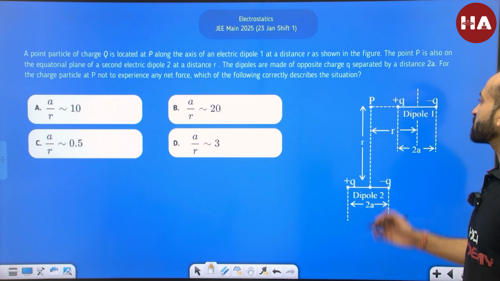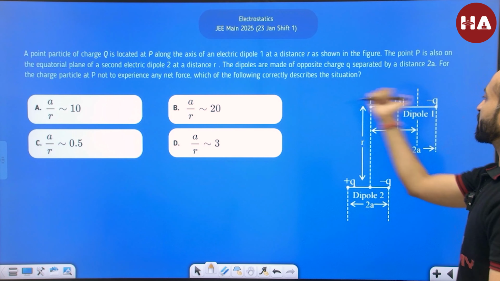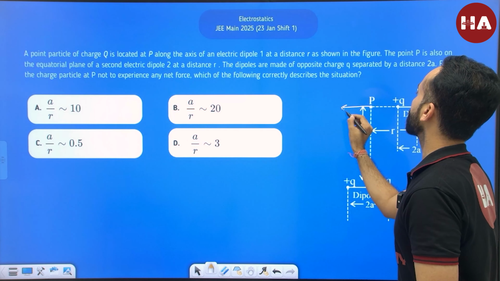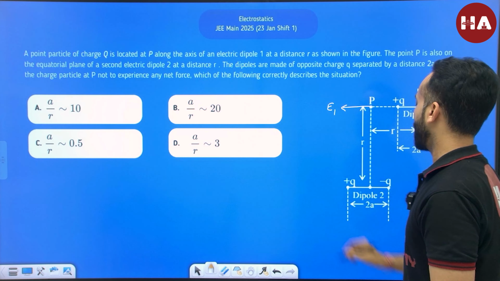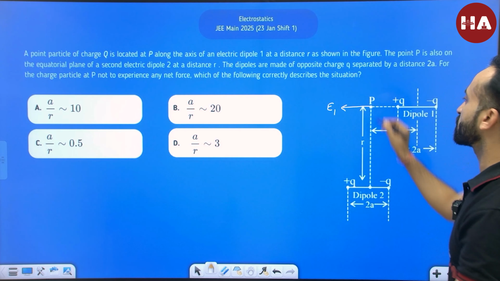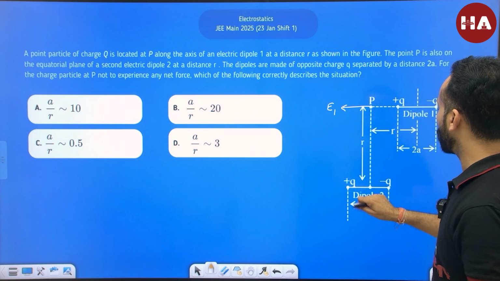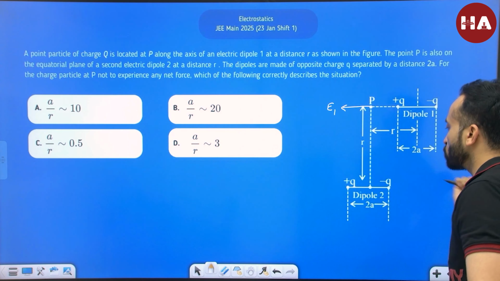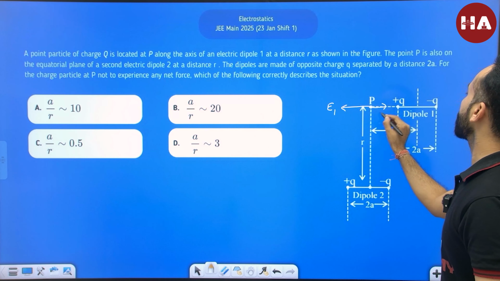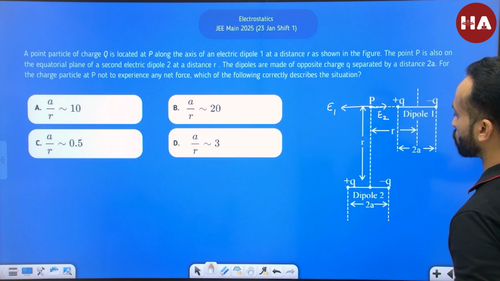Okay, so we do understand that this dipole moment direction is to the left, so it will create a force to the left as well. I can also write electric field because it is the same charge, so that means it's a neutral point. So electric field of this dipole, and now this dipole moment is to the left, so at equatorial point it will create an electric field to the right.